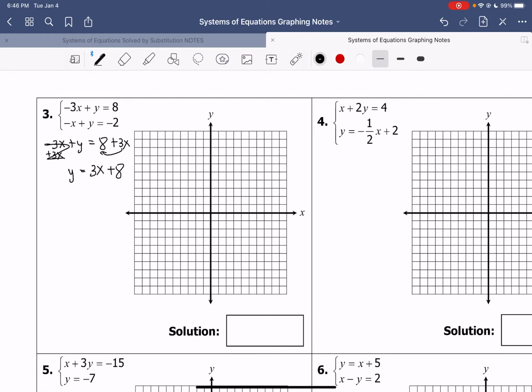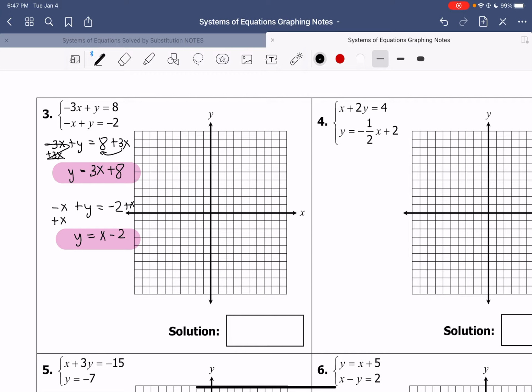And the second one, we have negative x plus y is equal to negative 2. And this one's pretty easy. We're just going to add x to both sides, and then I'm going to rewrite it in the correct order. So my two equations are just highlighted in pink. So now we need to graph these.